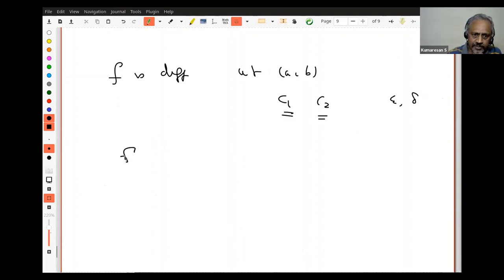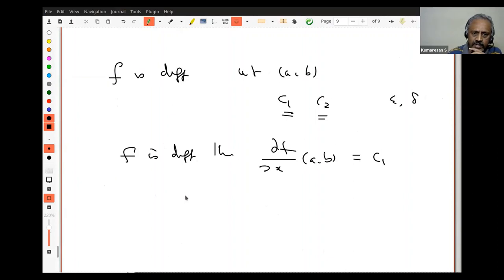If f is differentiable, then the first partial derivative, del f by del x, at this point exists, and that is C1, and del f by del y at the point (a, b) exists, and that is your C2. As I said, there are two sides of the coin. C1 is the first partial derivative, and C2 is the second partial derivative. Conversely, if f is differentiable, I am asserting the function has partial derivatives at the point (a, b).